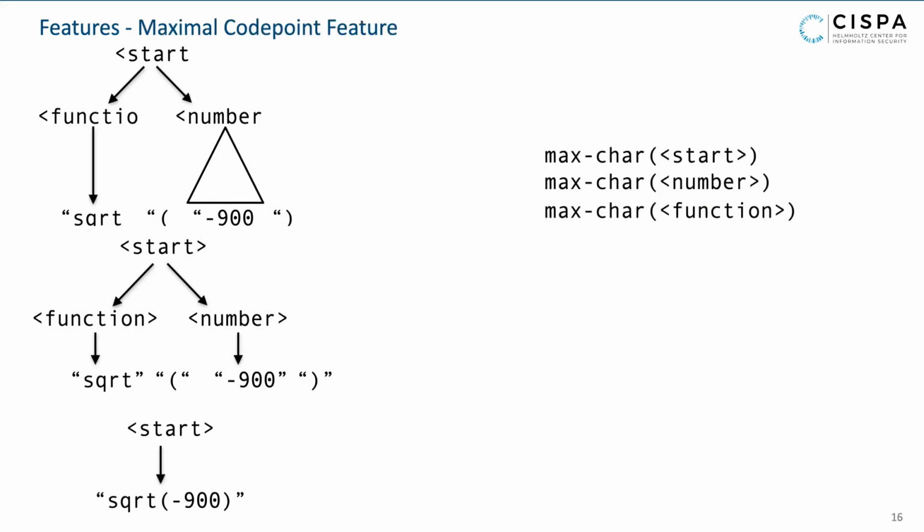The maximum code point feature expresses the maximum code point in a subtree of a derivation tree. For the start symbol, this is 116, which is the code point for the t in square root. For number, this is 57, which is the digit 9. For function, we do not use this feature. As with the length feature, it would not give any additional information.